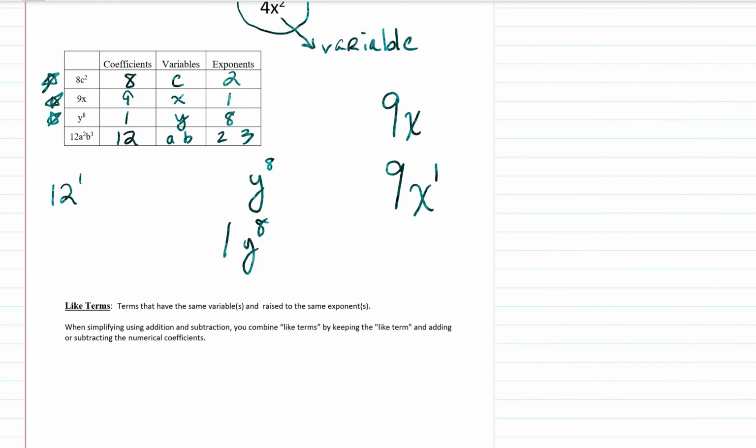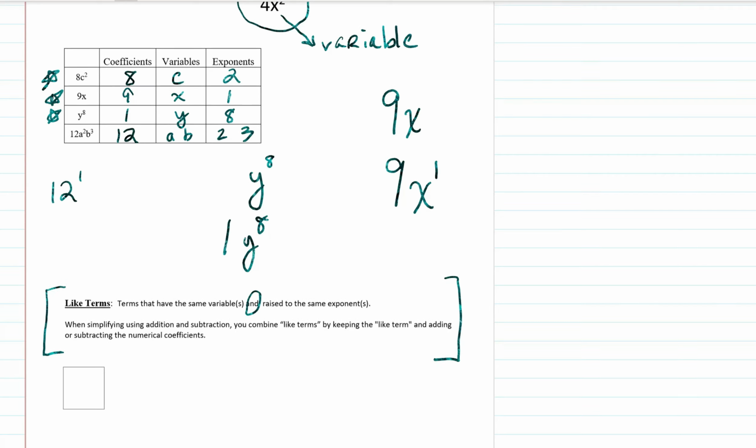All right, now let's look at what we call like terms. Like terms are terms that have the same variable and are raised to the same exponent. Same variable and raised to the same exponent. Terms are separated by a plus or minus sign. So when we simplify using addition or subtraction, we call that combining like terms.